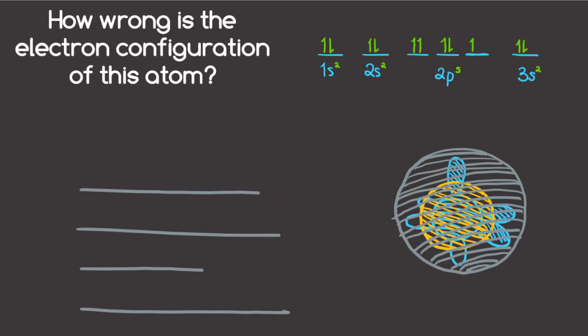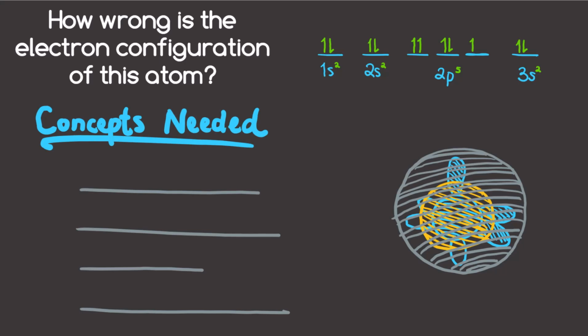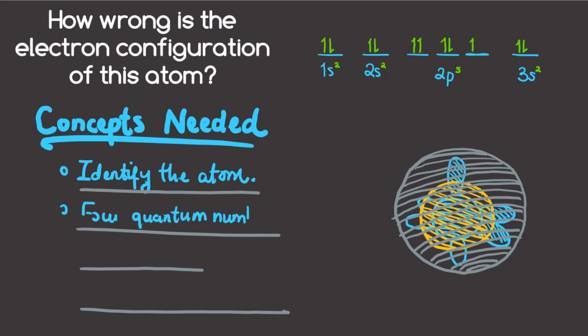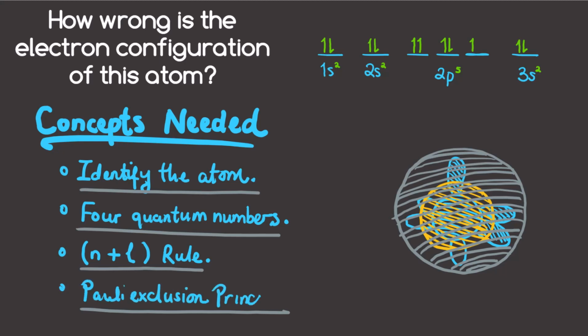Now you are back. Let's look at the key concepts to be successful at this problem. First is to identify the atom. Second is to highlight the four quantum numbers. Third is the n plus l rule. And last is to obey the Pauli exclusion principle.